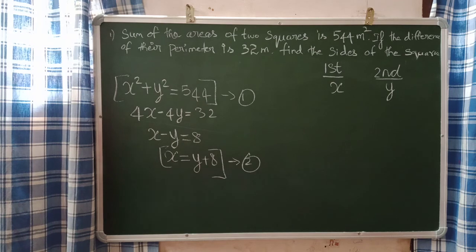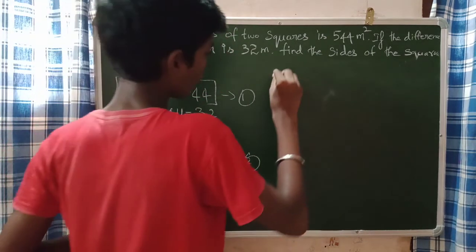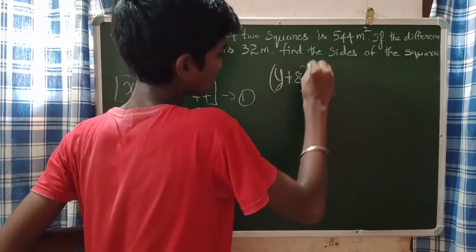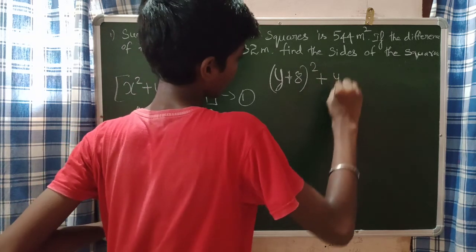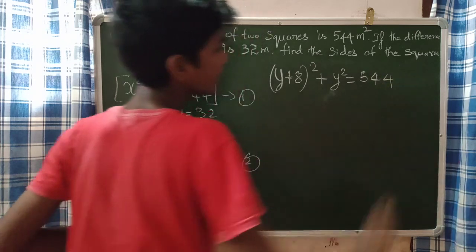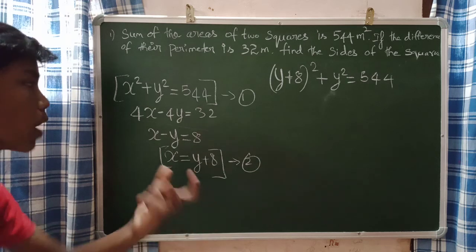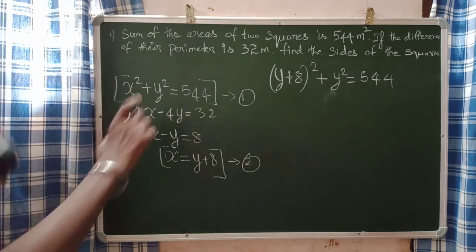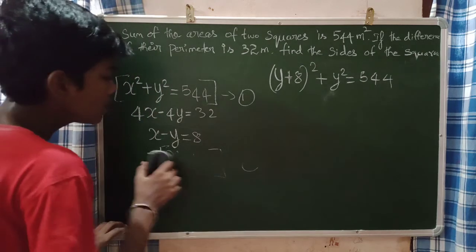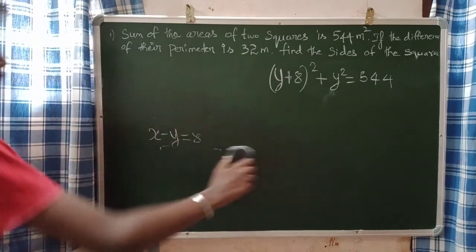When you replace like that, you will get y plus 8 whole square plus y square is equal to 544. This is what you will get now. When you put the value of x, which is y plus 8, in equation 1, you get y plus 8 whole square plus y square is equal to 544. Now, I don't need these things, okay? I will rub these things that I wrote earlier.